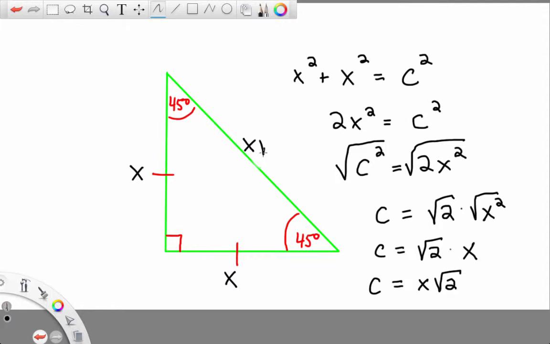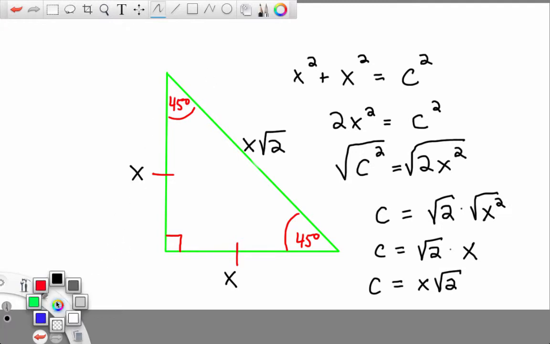Because now we know that if the leg of a 45, 45, 90 triangle is x, the other leg is also x, and therefore the hypotenuse is the square root of 2 times the length of the leg. Now the square root of 2 is roughly 1.4. So that means that the hypotenuse is roughly 1.4 times the length of either leg.